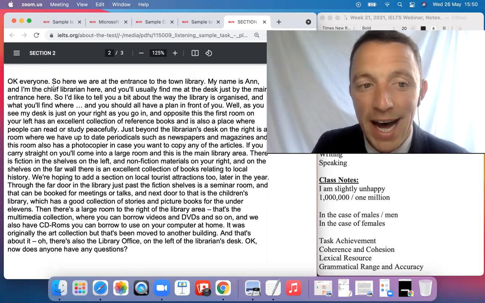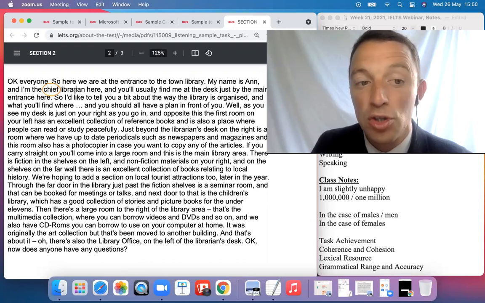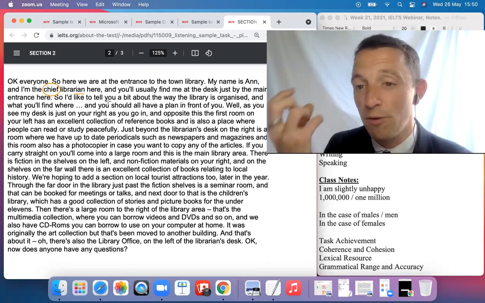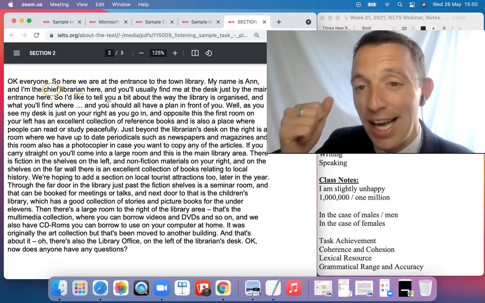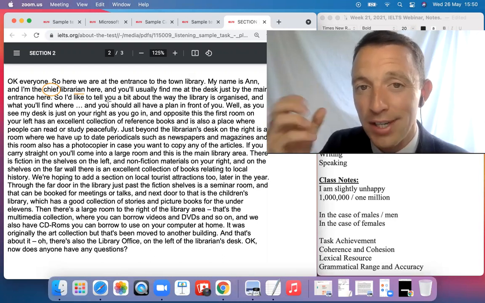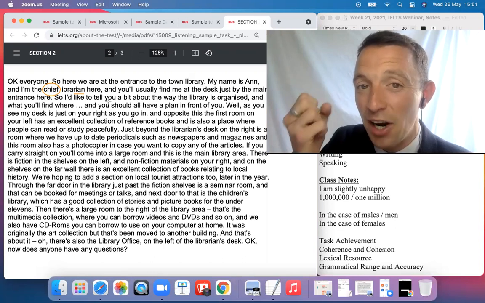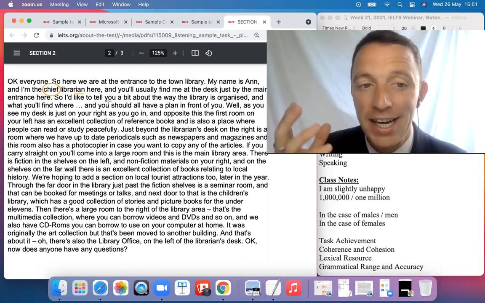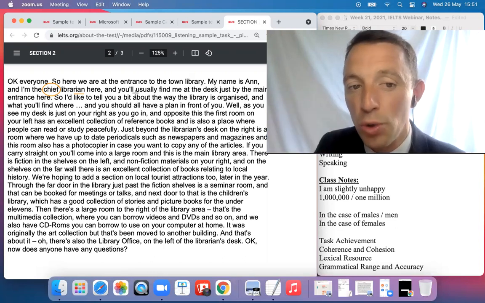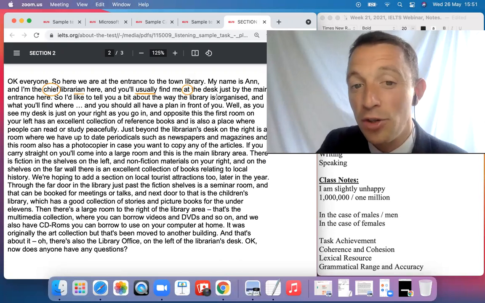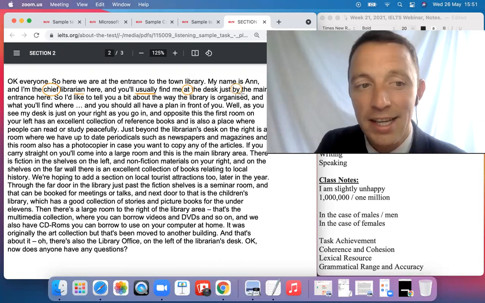Okay, my name is Anne, I'm the chief librarian. So a librarian is the person that works in the library. So the suffix, you need to be very clear. For example, electrician is the person, scientist, magician. So always you need to be clear of the suffix for the person. And here's the librarian. You'll usually or normally find me at the desk, the specific location at the desk, just by or beside the main entrance here.